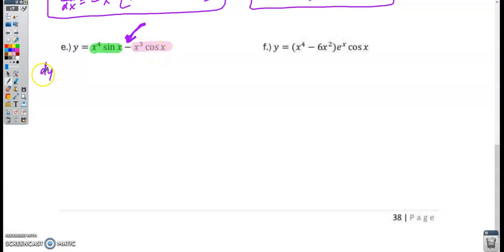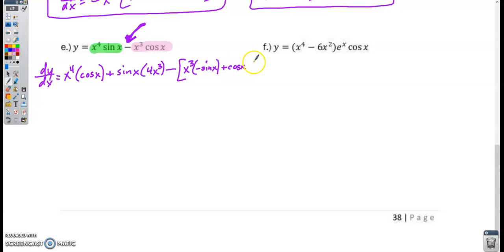So here we go, dy dx equals, and the derivative of x to the fourth sine of x is going to be x to the fourth times the derivative of the sine, which is cosine, plus sine times the derivative of x to the fourth, minus x to the third times the derivative of cosine, which is negative sine, plus cosine times the derivative of x to the third, which is 3x squared.